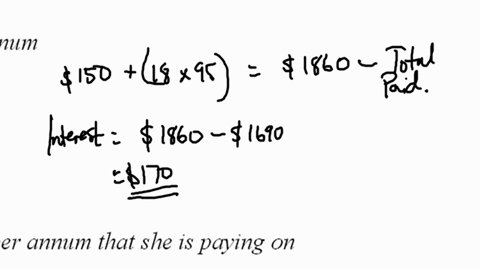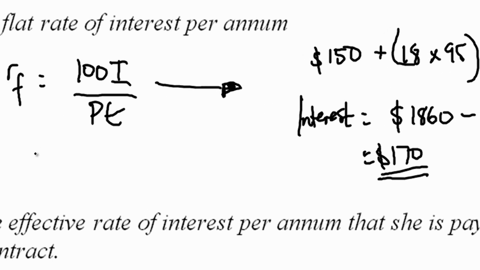Let's fill it up to do our flat rate formula. We've got the 100 already there. The interest we've just worked out, 170. Okay, we're not going to write the rule again, we'll just do it underneath. So 100 times 170 divided by the principal. The principal is $1,690 minus the $150 deposit. So we get $1,540 times the time.